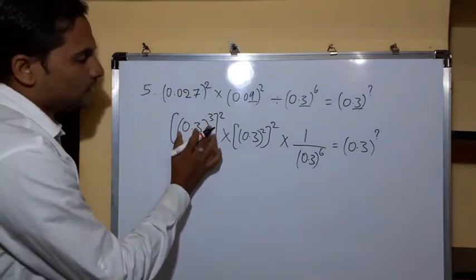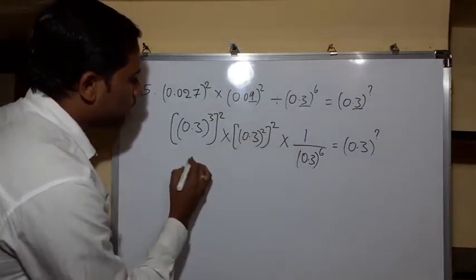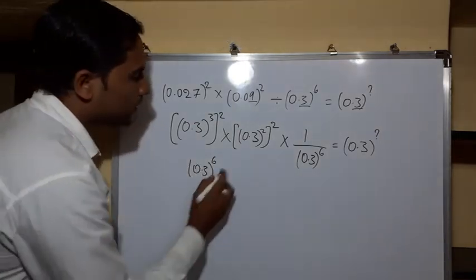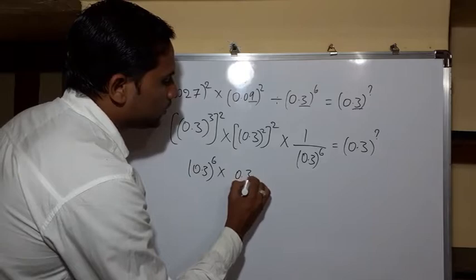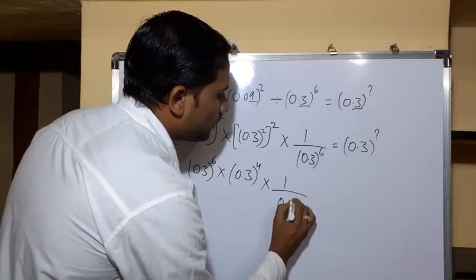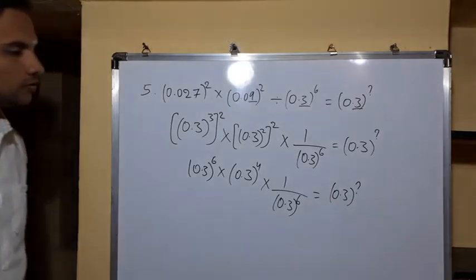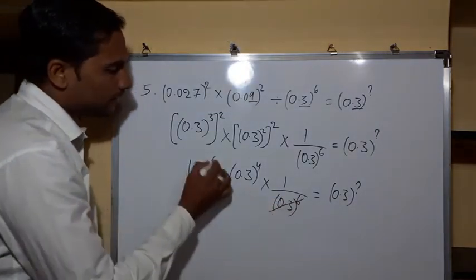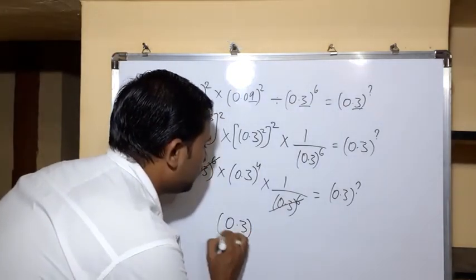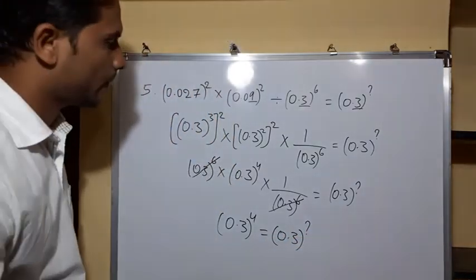So now you do the simplification for the brackets friends. 3 into 2 is 6, 2 into 2 is 4. So (0.3) whole to the power of 6 into (0.3) whole to the power of 4 into 1 by (0.3) whole to the power of 6 is equals to 0.3 whole to the power of question mark. So now see here friends, this term and this term will get cancelled. So now what is left? 0.3 whole raised to 4 is equals to 0.3 whole raised to question mark, right?